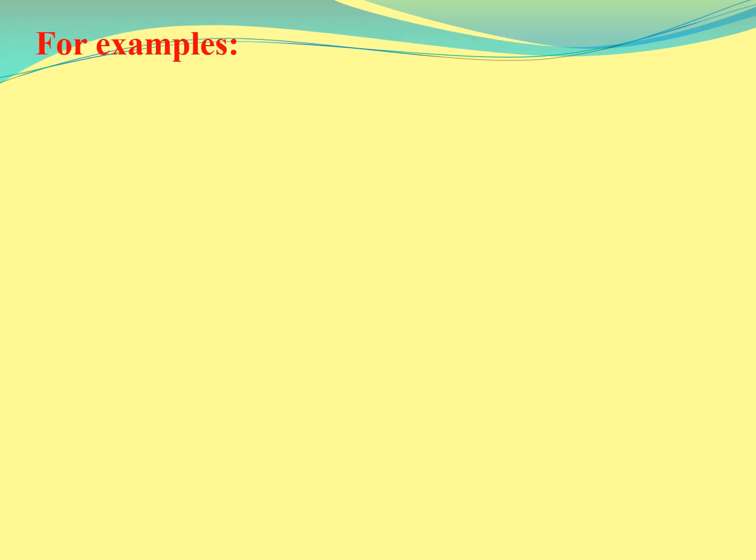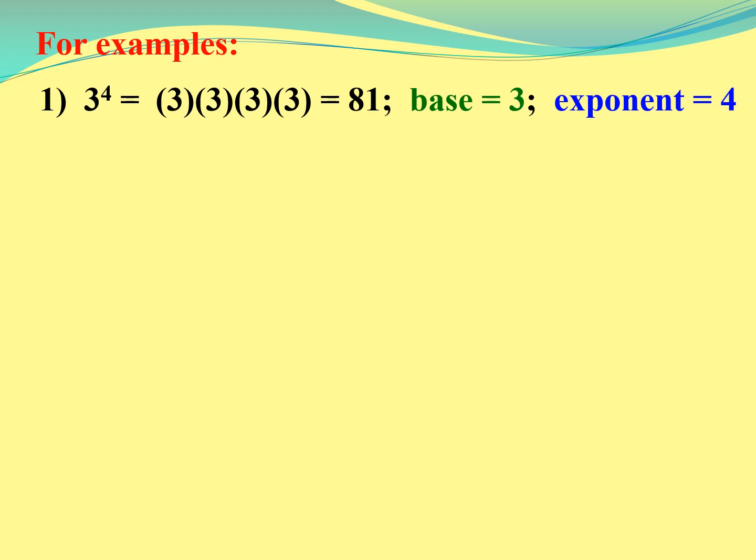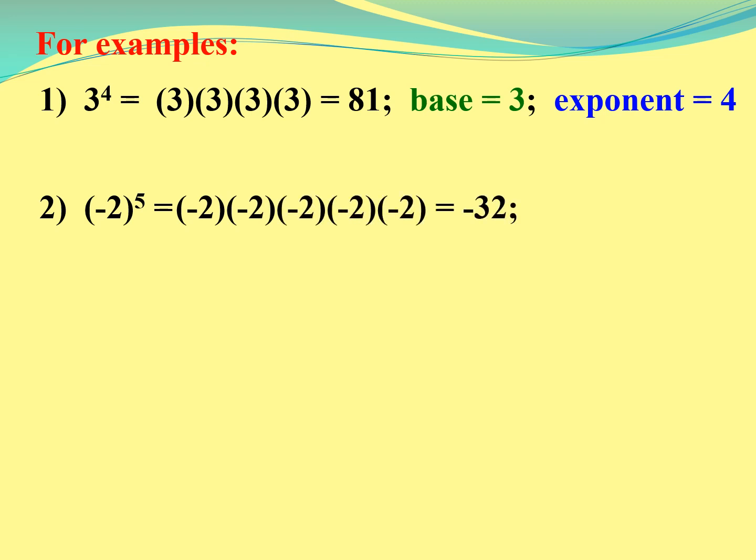For examples, number 1, 3 to the 4 means 3 times 3 times 3 times 3, which is equal to 81. Here, the base is 3 and the exponent is 4. Number 2, negative 2 to the 5 means negative 2 times negative 2 times negative 2 times negative 2 times negative 2, which is equal to negative 32. Here the base is negative 2 and the exponent is 5.